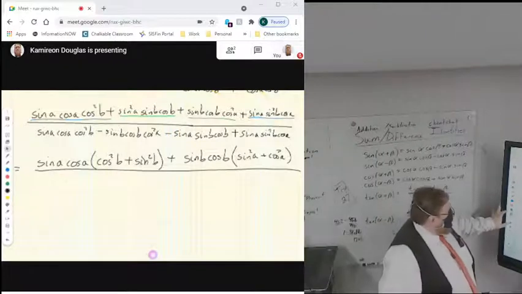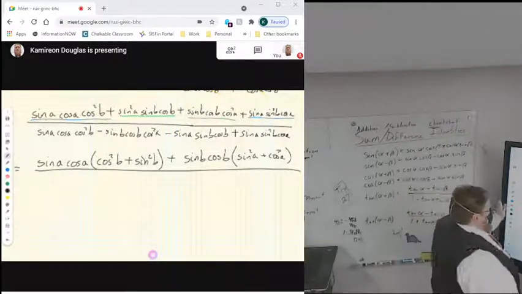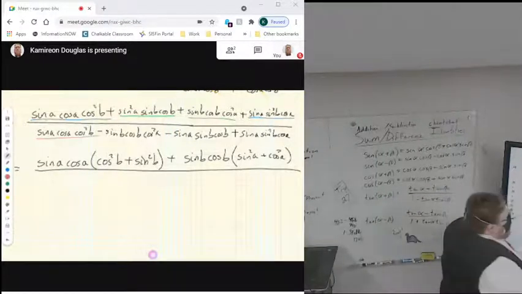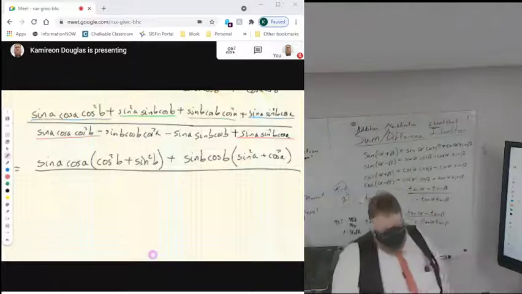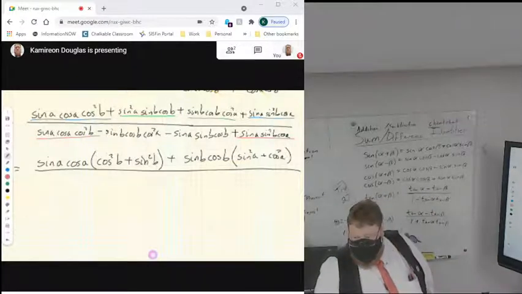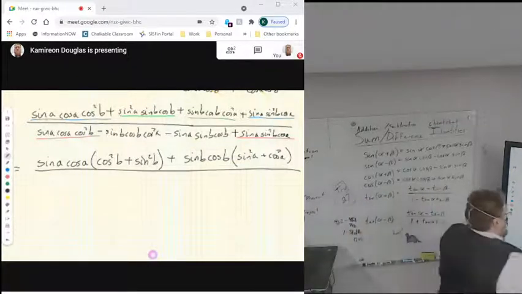All right, the bottom. Let's see. In red, sine A, cosine A. And over here, sine A, cosine A. Those red ones, factor. What's left behind? Well, I take out a sine A, cosine A.